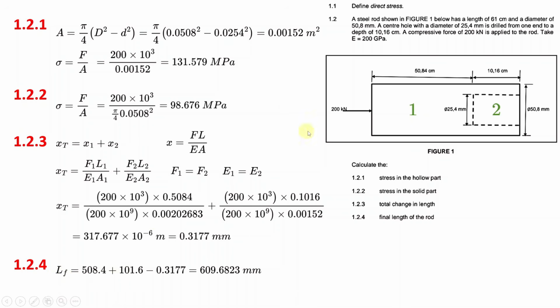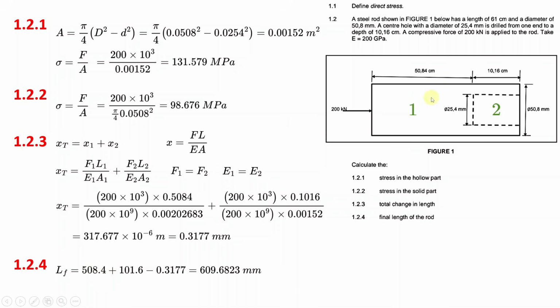This plus that is this here plus that. Okay, that is what gives you the original length of the object. And I am doing my calculations in millimeters. As you can see, 50.84 centimeters is 508.4 millimeters.